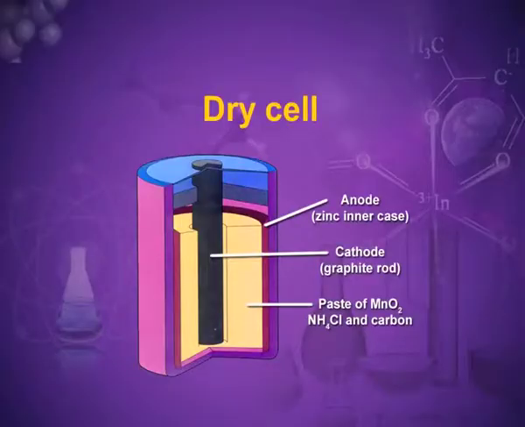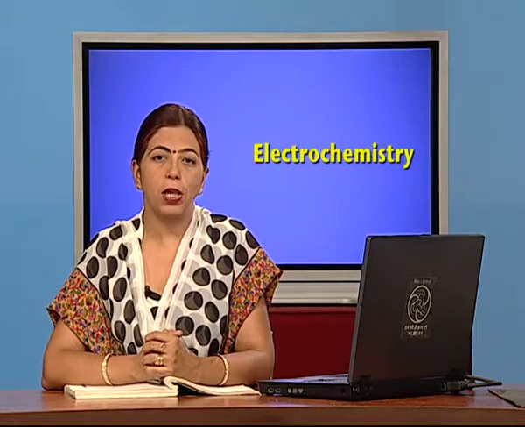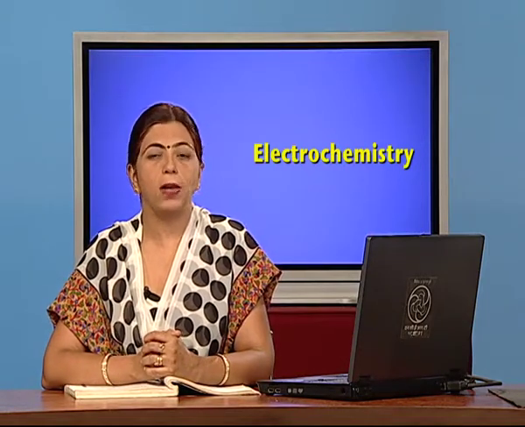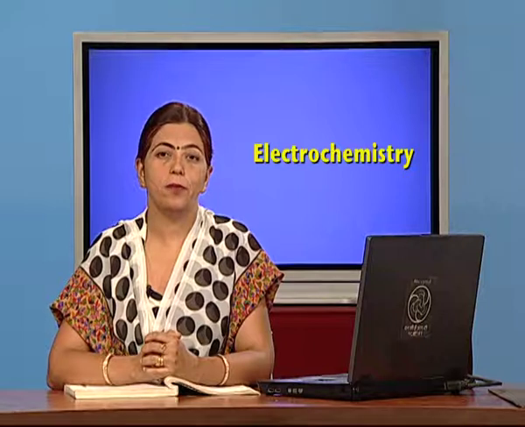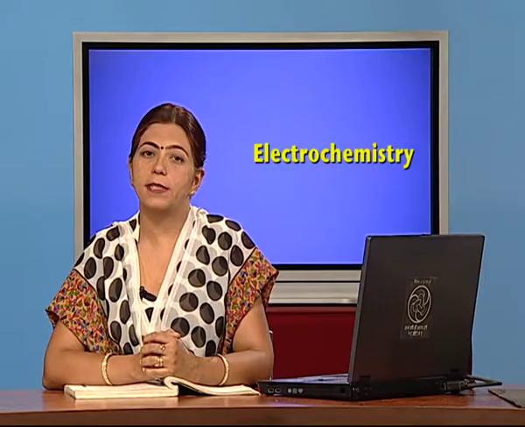Dry cell. It is a primary battery or a primary cell. In the dry cell, there is a zinc container that acts as anode. The cathode is made up of a graphite rod surrounded by manganese dioxide. The electrolyte is the paste of ammonium chloride and manganese dioxide. The zinc acts as anode.